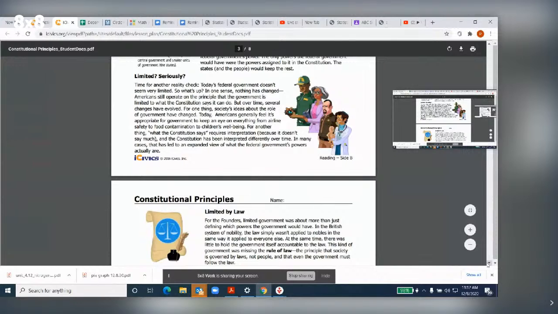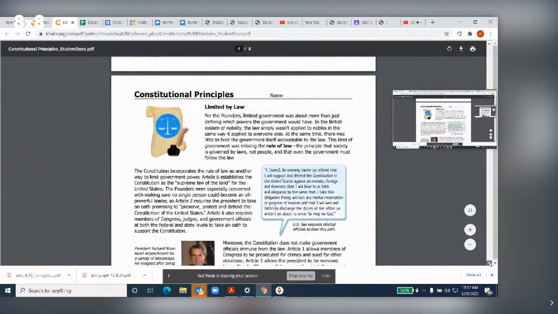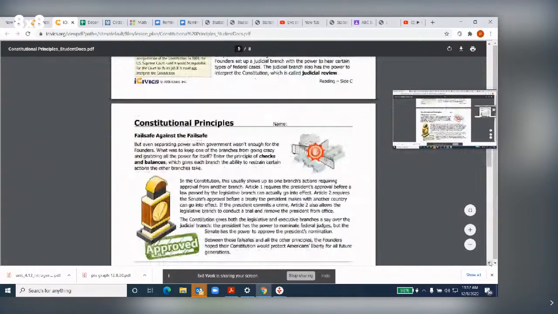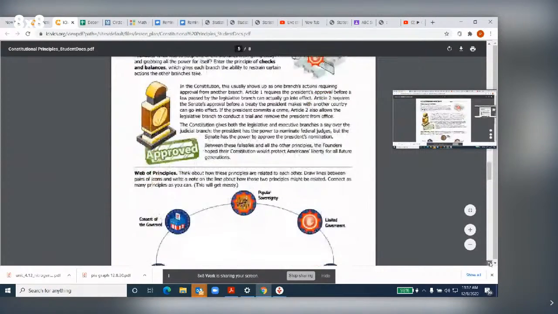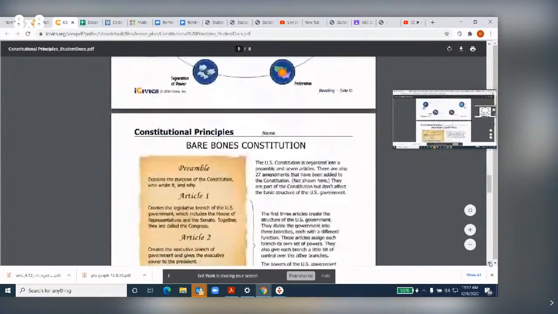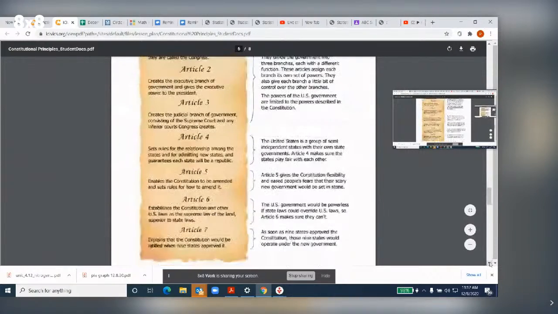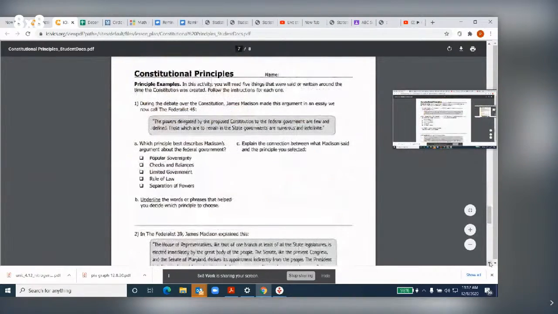We will pick this up probably next week. I'll go ahead and post this though, and you can certainly keep reading. There's more about the Constitution. It gets into really the articles of the Constitution here. Then it talks about constitutional principles, and we will go over the constitutional principles in next class.